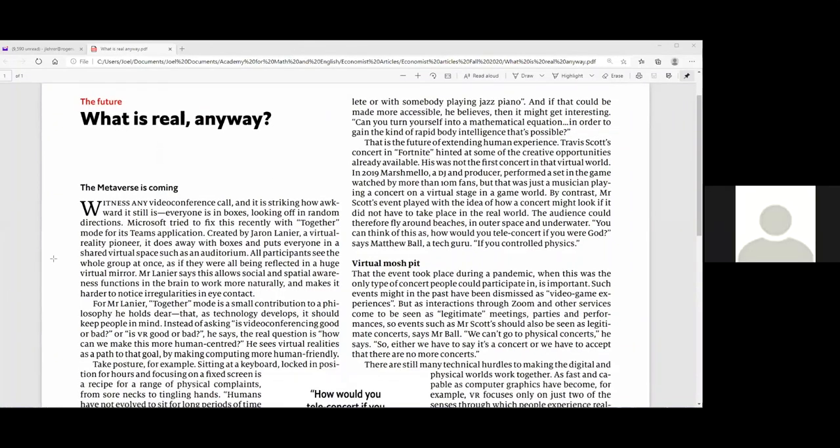Witness any video conference call, and it is striking how awkward it still is. Everyone is in boxes looking off in random directions. Microsoft tried to fix this recently with Together directions.